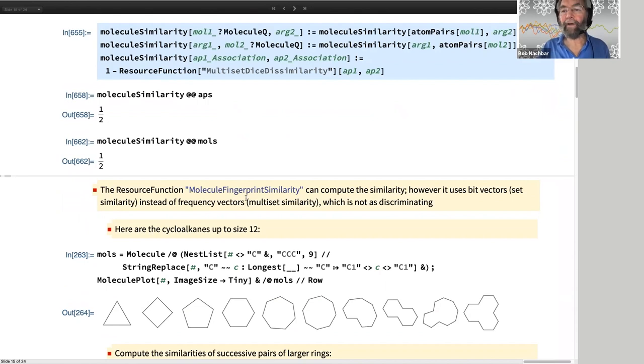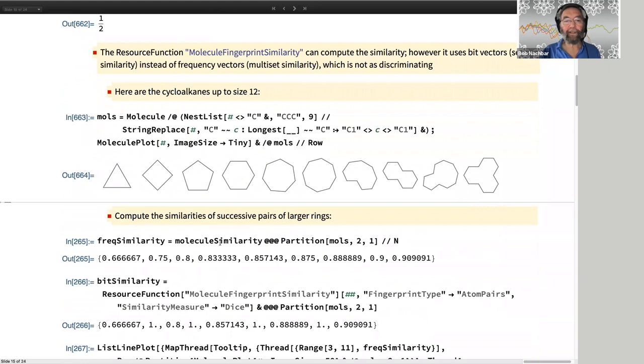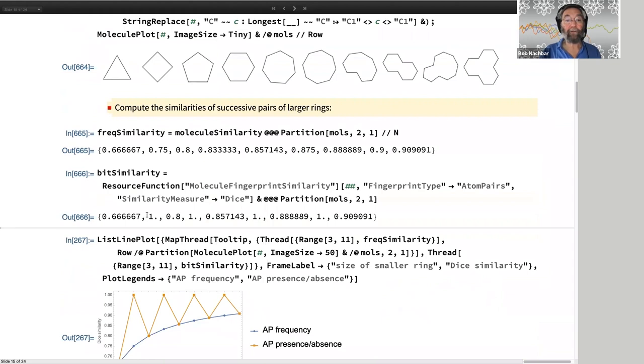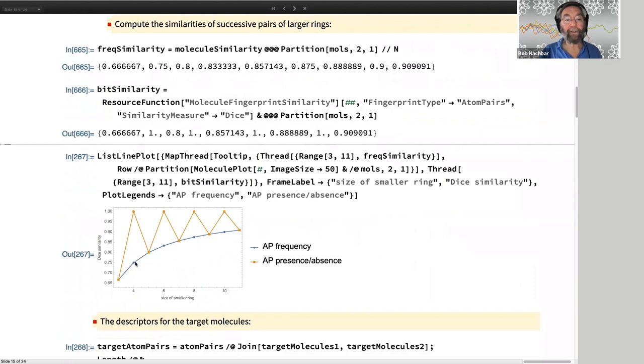However, it uses bit vectors, and bit vectors don't take into account how often a given fingerprint shows up or atom pair shows up in a molecule, just that it's present or absent. And it's not quite as discriminating. If we look at rings, for example, from 3-membered rings up to 12-membered rings and compute the similarities each way, the frequency similarities and the bit similarities, we can see that some molecules appear to be identical to each other. And that happens, for example, here, the 4-membered ring, when you only consider the bits, is the same as a 5-membered ring. And that's because the longest distance between any two atoms is only 3 bonds.